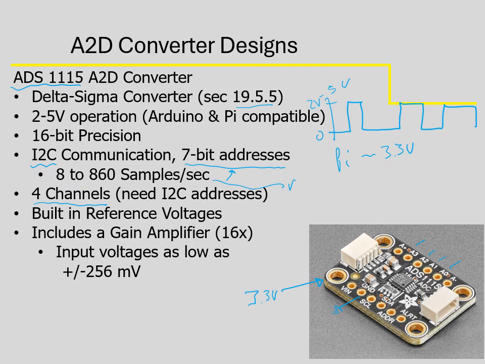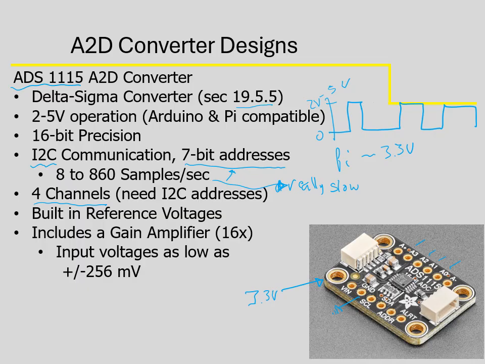This is really slow. A really good A to D converter could get up to the megahertz range, so we're not even hitting a kilohertz. But this is also really inexpensive. It has some built-in reference voltages, which can be useful, especially if you're doing something like a strain gauge. You need to have a reference voltage. Another really cool thing about this, it has a gain amplifier.